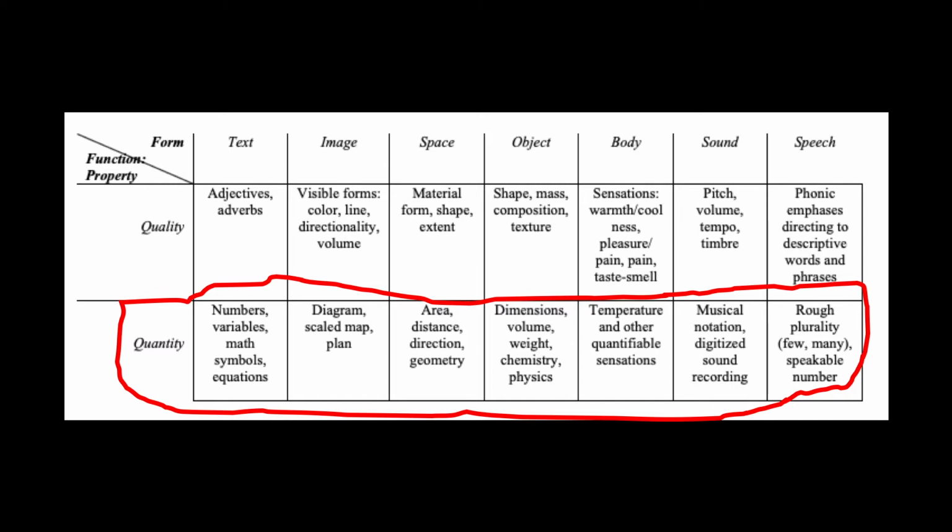Quantity can also be represented two-dimensionally in image, three-dimensionally in space, in the physics of objects, in the sensations of our bodies, how they feel, and as temperature, and in sound, in musical notation, which represents fractions of time and levels of pitch. And here is Gottfried Leibniz, the great 17th to 18th century philosopher and mathematician.